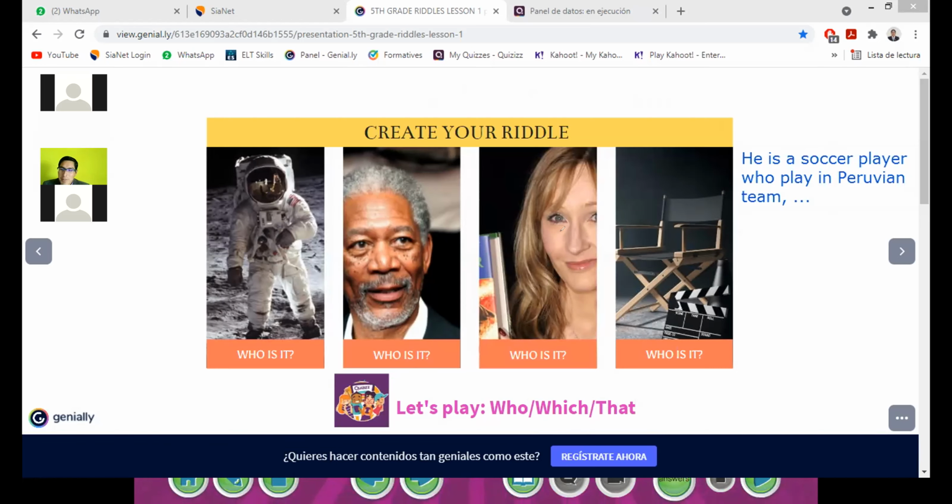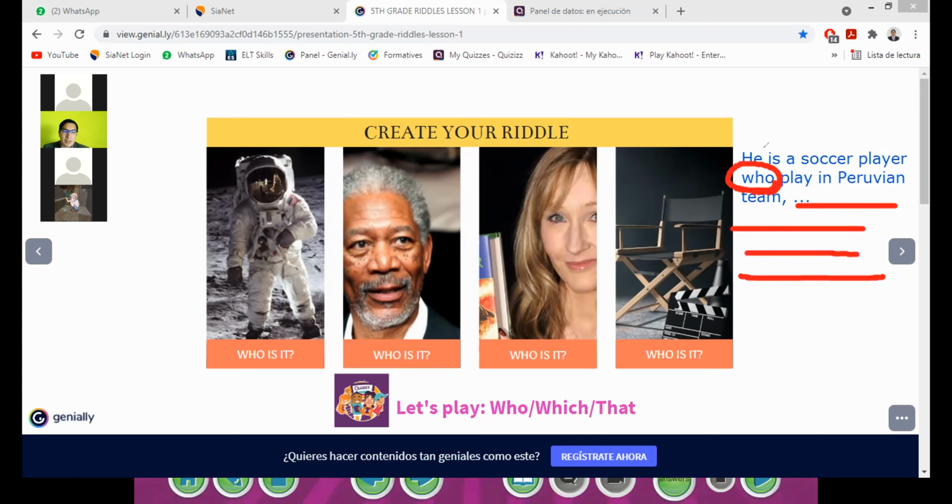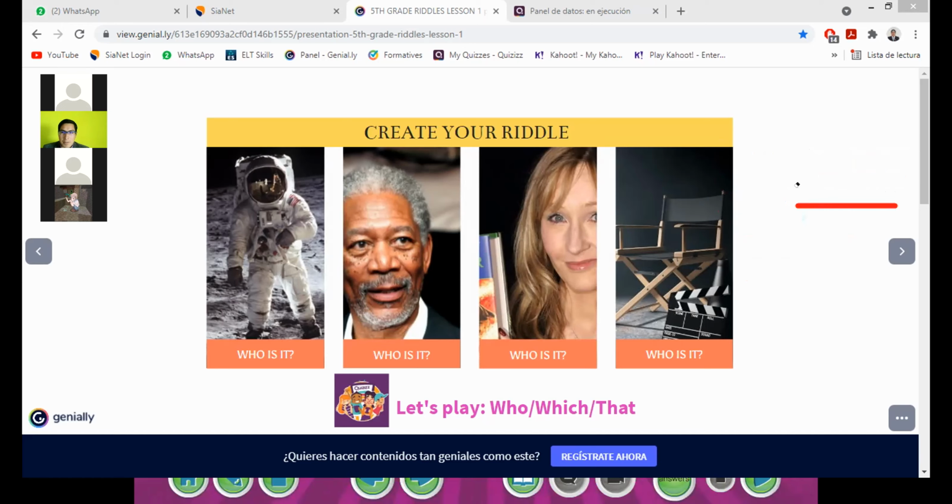Oh, good. But Valentino, pay attention. Try to use this expression in your riddle, Valentino. He is a soccer player who... Okay? This expression. He is a soccer player who plays in Peru, in the Peruvian team. And then you continue with a description. But you need to start with this. He is a soccer player who... He is the actor who, he is someone who, okay? Remember that, use the grammar, vocabulary. Okay, group number four, please.